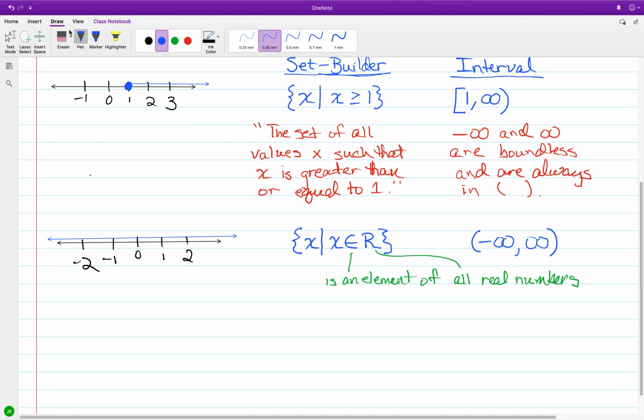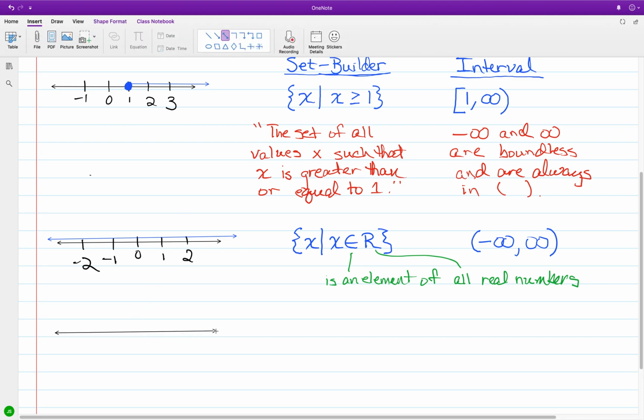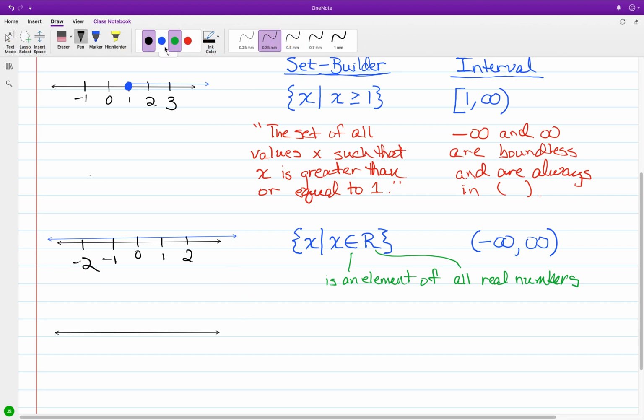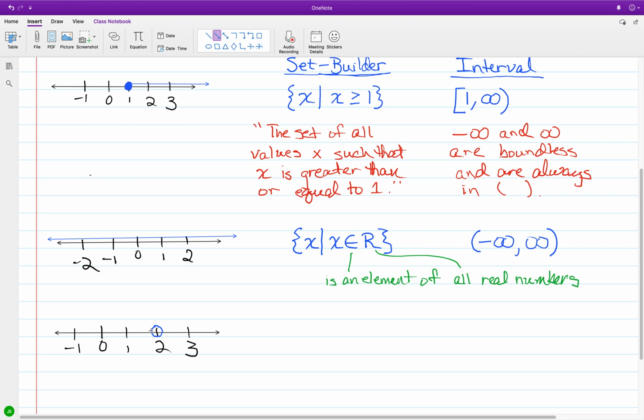Now, another sample graph, sort of like the first example, something that's not going to consist of all real numbers. Let's say that we have an open circle on 2, and we will have a ray that is going to go out to the left continuously.